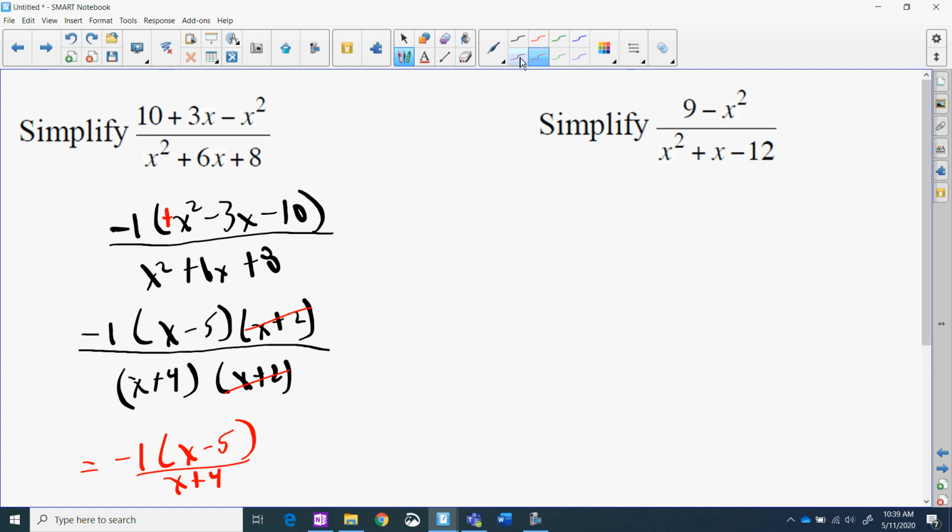Okay, one more. This one is a difference of squares. I find for whatever reason students, if they have 9 minus x squared, in their heads they think of it as x squared minus 9. You can't change the order of these. The order is 9 minus x squared. So I have to factor them in that order.